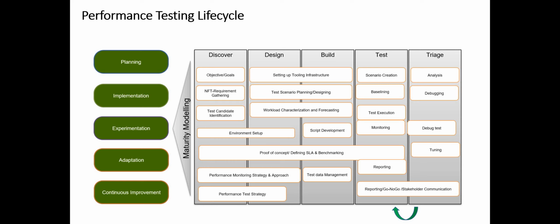Next is implementation. Try to implement whatever you have planned. Sometimes whatever we implement might not work. So for that, we have to stick to the experimentation approach, where we try various experiments and see what works and what does not work. That's very essential. Then adapt it. Whatever works, let's try to adapt it and keep it as part of our standard process. Then on top of the process, we need to continuously improve. So if you are able to follow those key principles, you will be able to successfully run a performance testing project for any number of years.